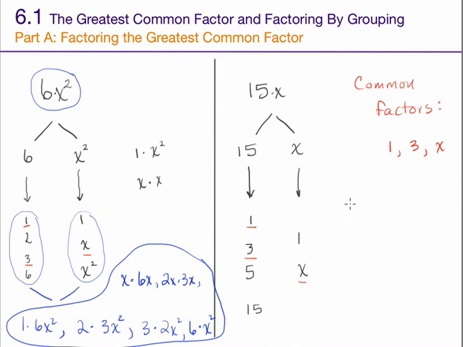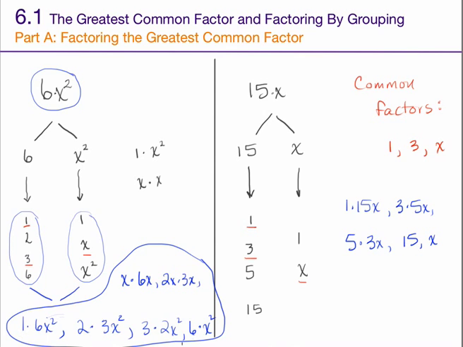How can I write 15x? Well, I could write it as 1 times 15x, or 3 times 5x, or 5 times 3x, or 15 times 1x. Can I write it any other ways? I can't. The reason I could do this one more ways was that I had an x squared, and so I could write x squared as either 1 times x squared or x times x.